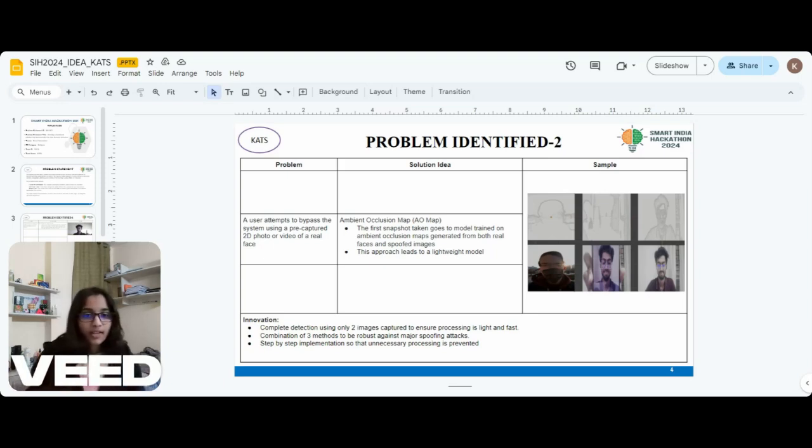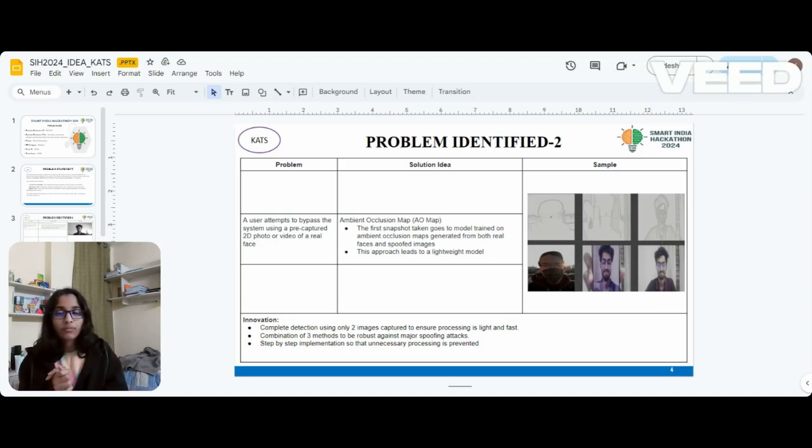Now, the other major spoofing attack is where a user uses a face mask or a screen to get themselves authenticated. For that, we thought of incorporating a model that is trained on ambient occlusion maps generated on both fake and real images, and it is trained to recognize whether the ambient occlusion map is of a real or a fake person. There are different definitions of ambient occlusion maps, but essentially it's a grayscale image that shows direct and indirect lights falling onto a rough surface.